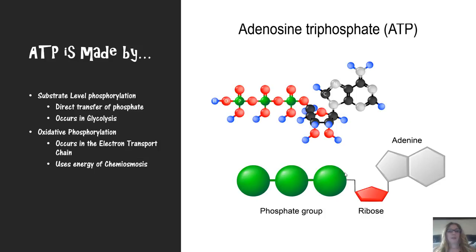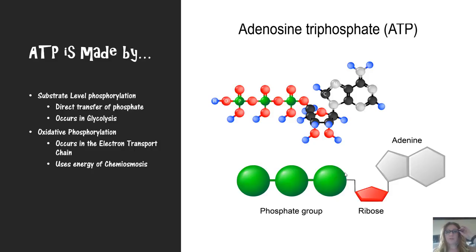Okay. So, adenosine triphosphate is the real name of ATP, and here we see the structure of ATP. I just noticed that it says adenine, huh? Interesting. So it's actually adenosine triphosphate. And here we have three phosphate groups.